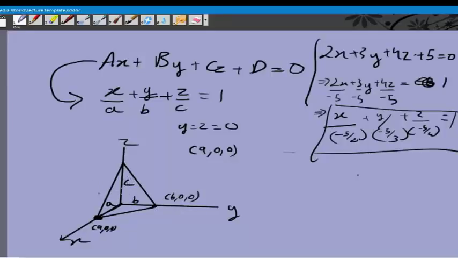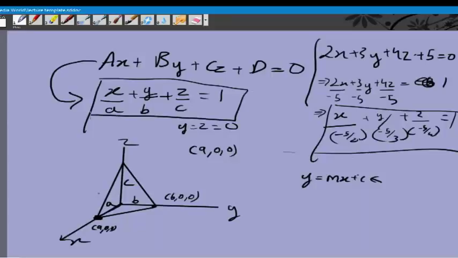Now what are a, b and c? You can already see them because you know what in 2 dimensions y is equal to mx plus c was. C was the y-intercept, and intercept is the point where a line or a plane meets that axis. So if x by a plus y by b plus z by c is equal to 1 is the equation, then a is basically the x-intercept of the plane. B is the y-intercept and c is the z-intercept.